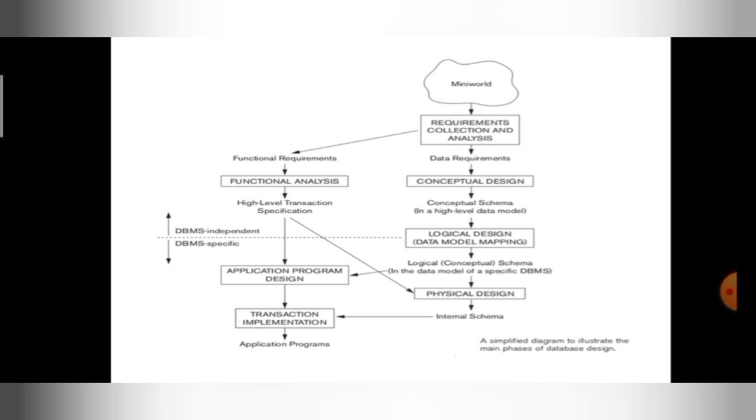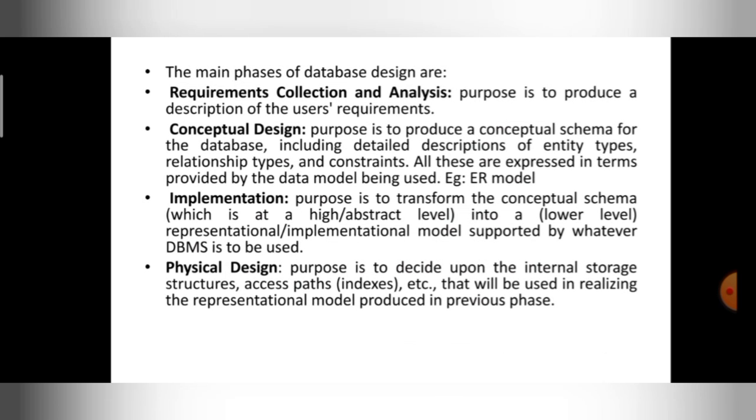So what is the next step? Conceptual design. Conceptual design means you have to convert your requirements into diagram format. While designing the database, for example, I have to convert my requirements into entities, include attributes for those entities, and establish the relationships between those entities. For example, I have to construct the entity relationship model.